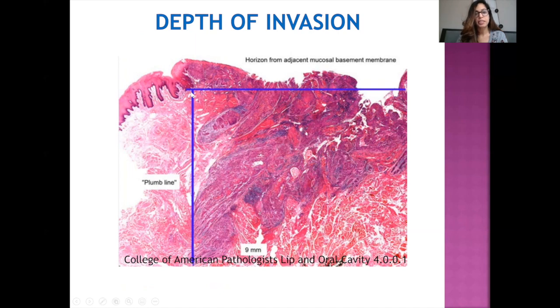So you draw this perpendicular plumb line, as it's called, and that distance is referred to as the depth of invasion.